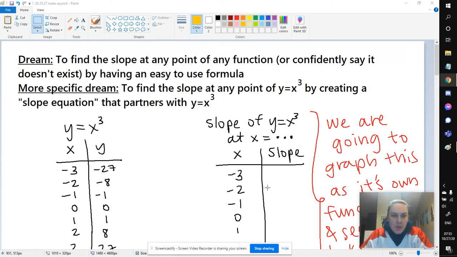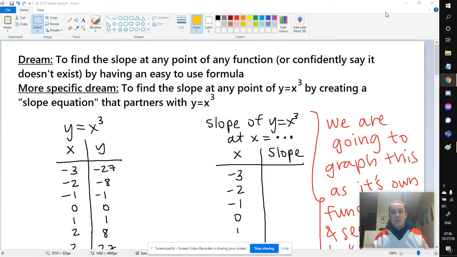So that brings us to the overarching dream of the second half of this unit. The dream is that we can find the slope at any point of any function, and that we can do it by having a formula. Being able to see some awful function and say, what's the slope at 33.9? And say, I'll just plug that into the slope equation real quick and we're good. In reality, that's exactly how it works. It's amazing. Math is great. The only caveat is sometimes we get to confidently say it doesn't exist rather than being able to find anything. But confidently saying it doesn't exist is just as good to a mathematician, at least.